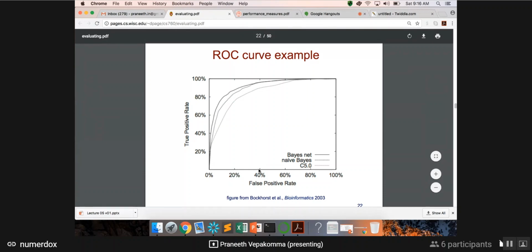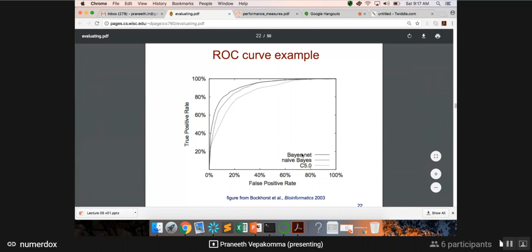But then say if you're in a business where you're okay with 45% FPR or 40% FPR, then if you see all techniques are having the same amount of TPR, there is no additional gain, especially between these two techniques, BayesNet and naive Bayes. C5 is always underperforming, is always bad. So out of these two techniques, then BayesNet, naive Bayes.